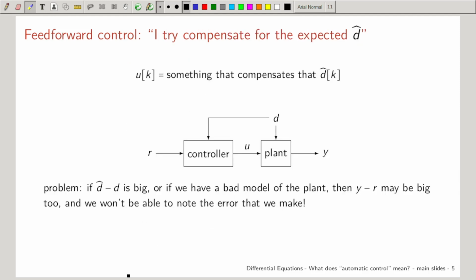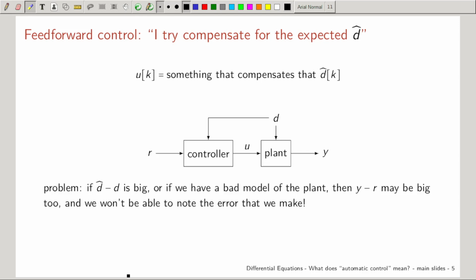What are the problems? I need to agree with this one. If the forecasted disturbance is different from the disturbance that will actually happen, that means I think the ball is coming, but actually the ball is coming in 10 seconds, or it's coming 5 seconds before I start moving. D hat, what the computer thinks, versus D, what is going to happen. If that difference is big, already a problem.